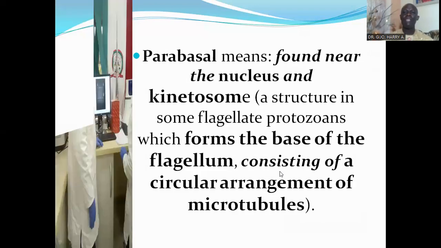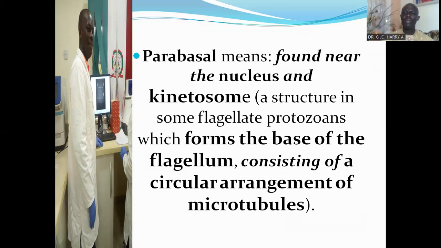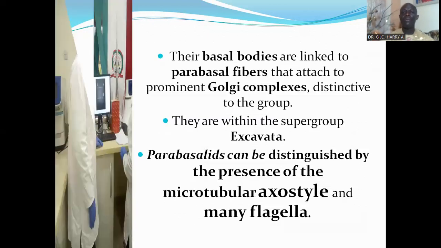Parabasalids, or parabasal means found near the nucleus, and kinetosome. The kinetosome is a structure in the flagellate protozoans which forms the base of the flagellum, consisting of a circular arrangement of microtubules. Their basal bodies are linked to parabasal fibers that attach to the prominent Golgi complexes distinctive to the group. They are within the supergroup Excavata.